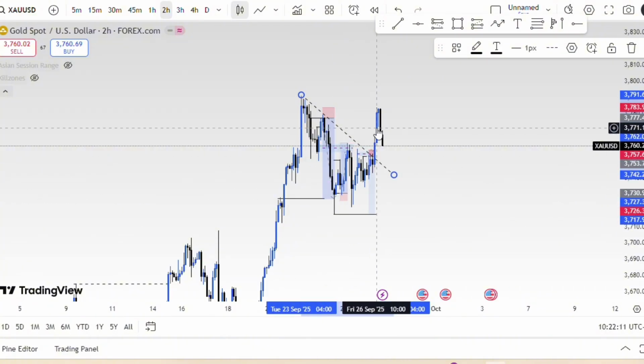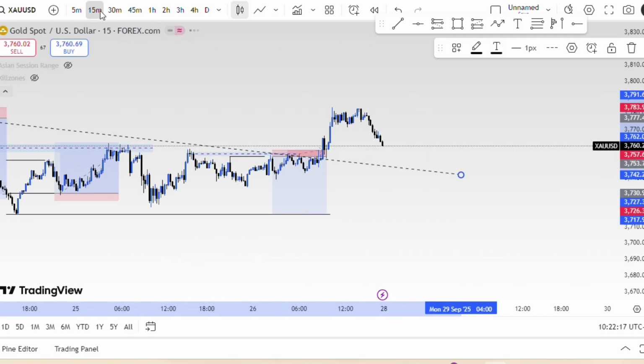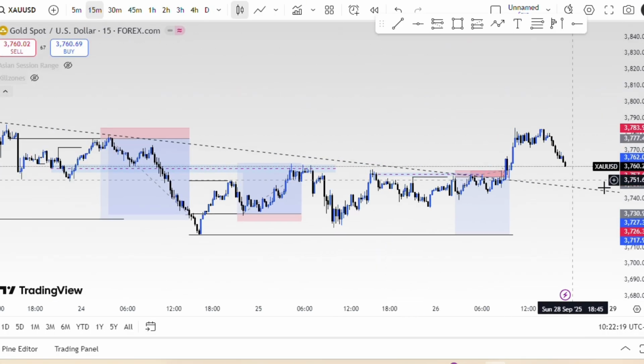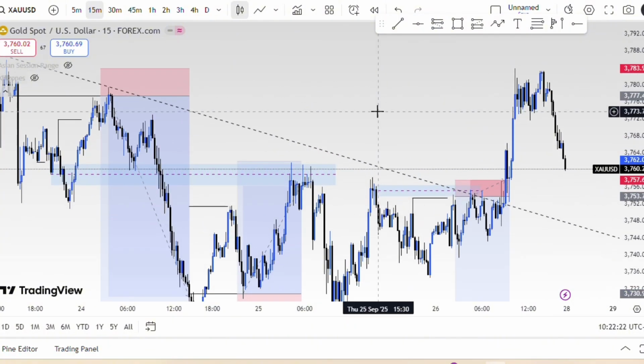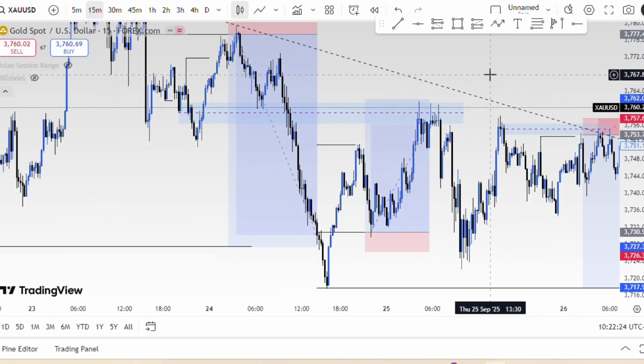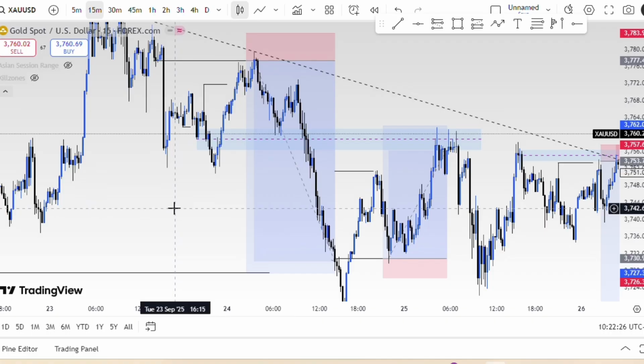So I was expecting market to take out this liquidity, but market manipulated. And I was very lucky. I risked just $2,000. It was just $2,000 risk on this trade, right? So I didn't really lose a lot, it was just $2,000.